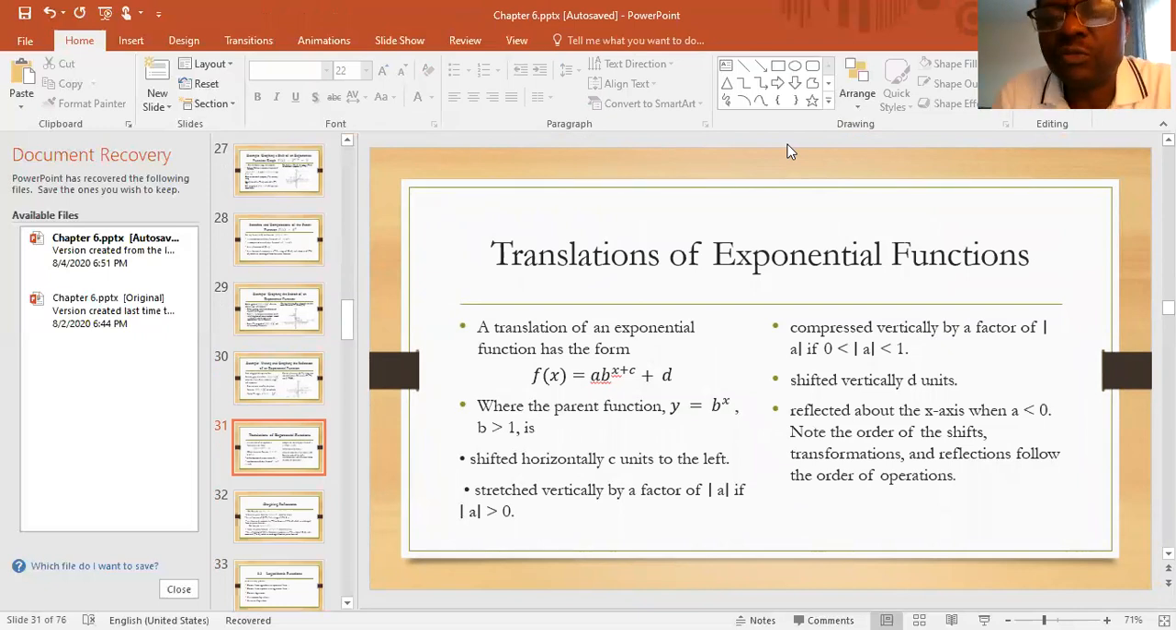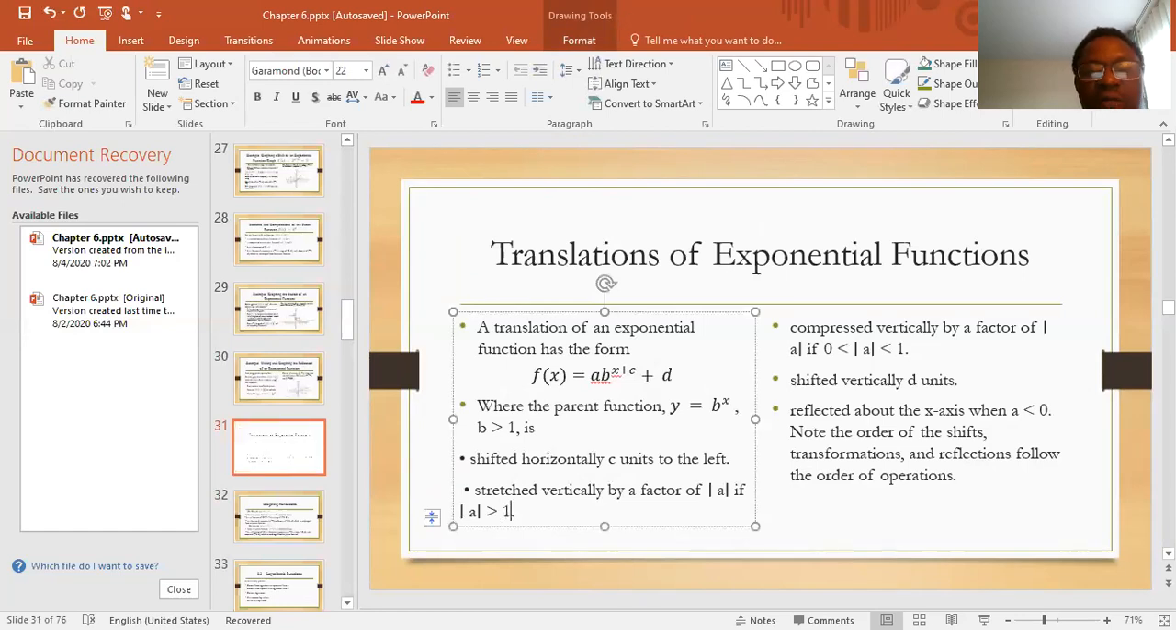So, the most general transformation of exponential functions. Combining what we have done so far, we will say that a translation of an exponential function is in the form f of x equals a, b to the x plus c, plus d, where the parent function y equals b to the x, with b greater than 1, is shifted horizontally c units to the left, stretched vertically by a factor of absolute value of a if absolute value of a is greater than 1, and compressed vertically by a factor of a if absolute value of a is between 0 and 1.